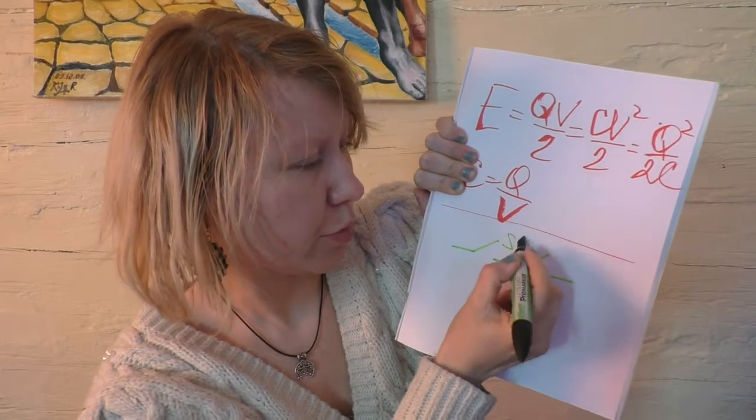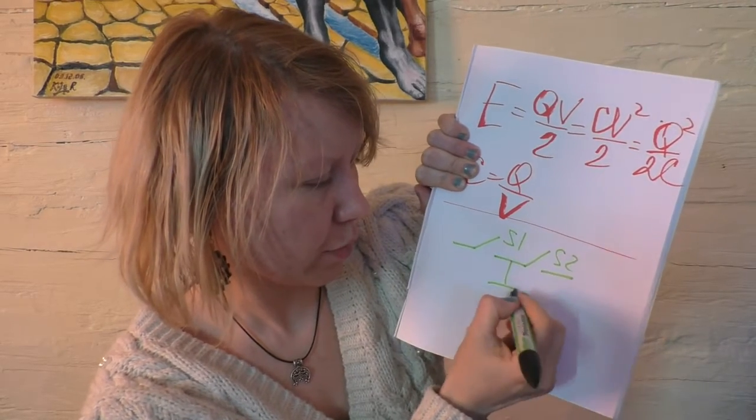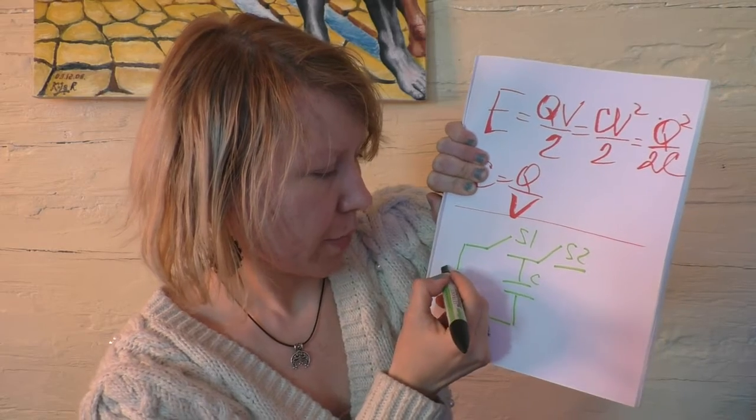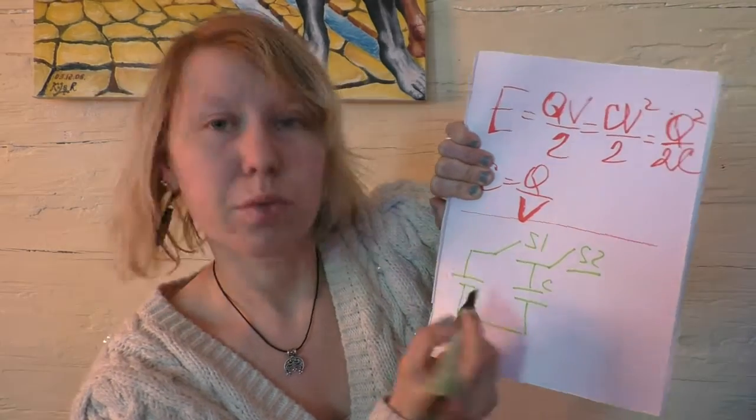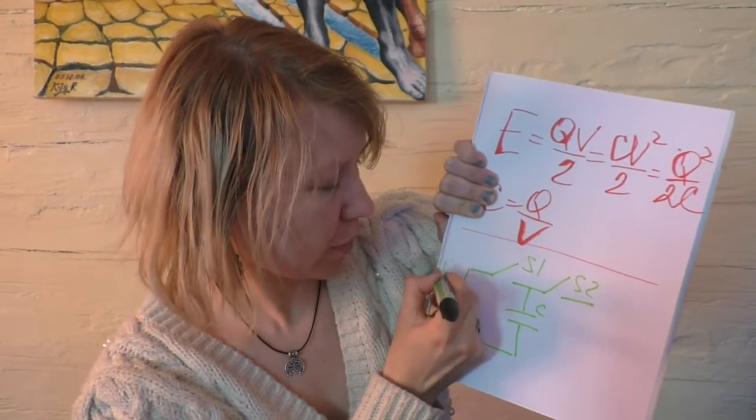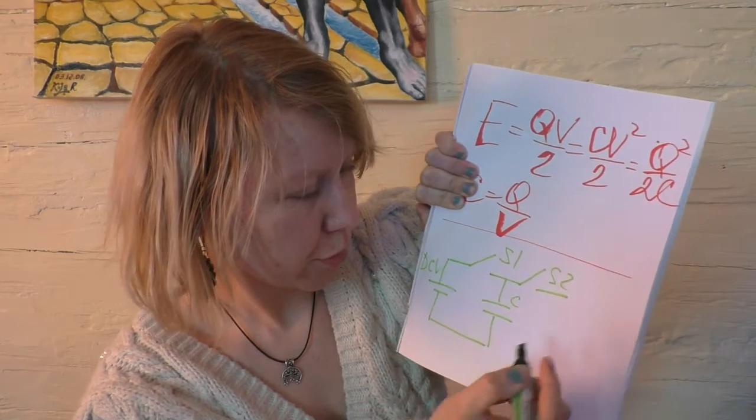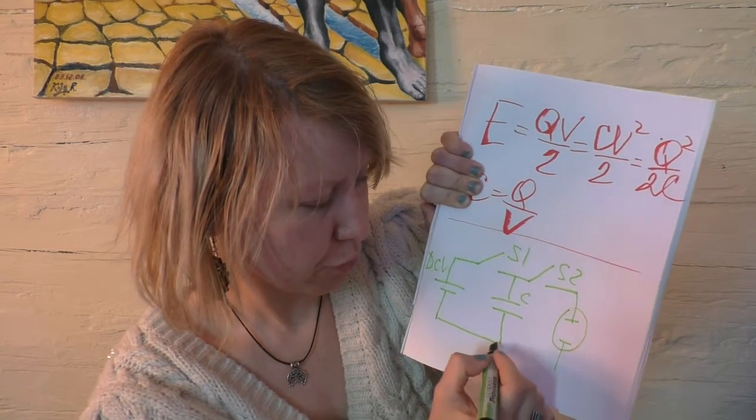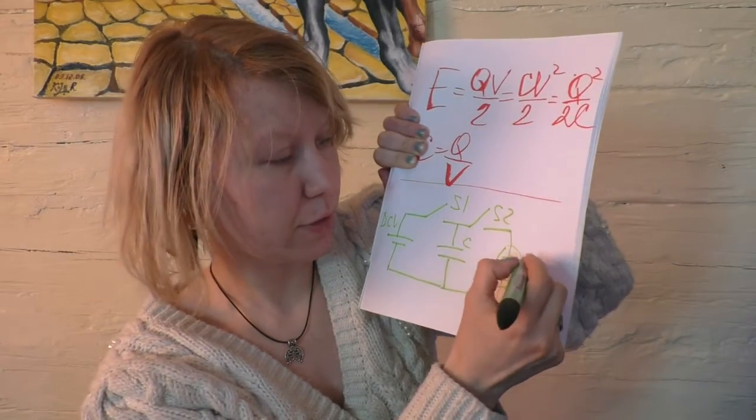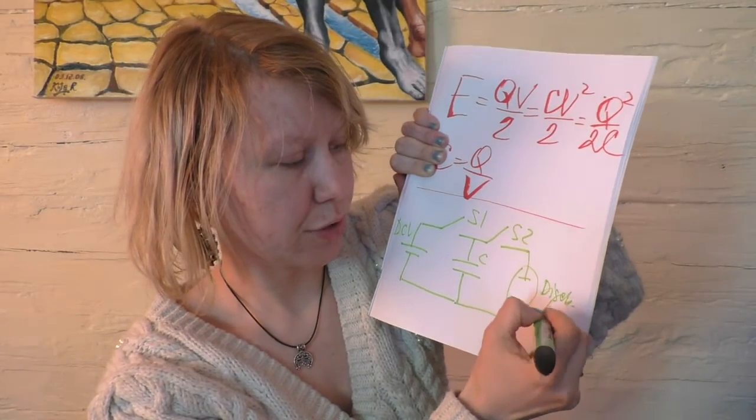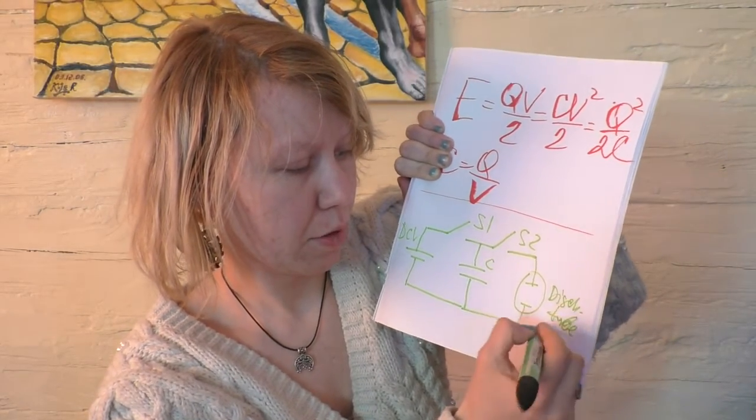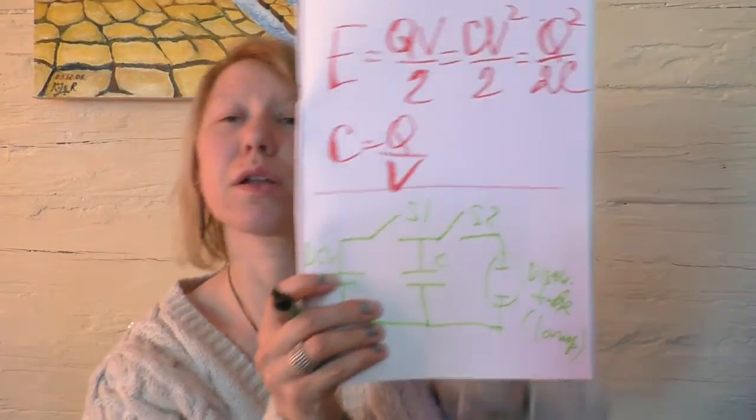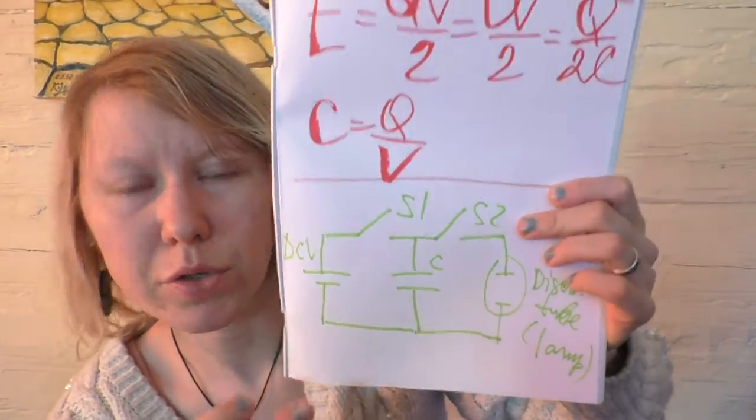So we will have the next circuit. Here are switch 1 and switch 2. Here will be our capacitor. Here will be a direct current and voltage power supply. Here will be a discharging tube or lamp. That's it. So we can look deeper at what's going on here.